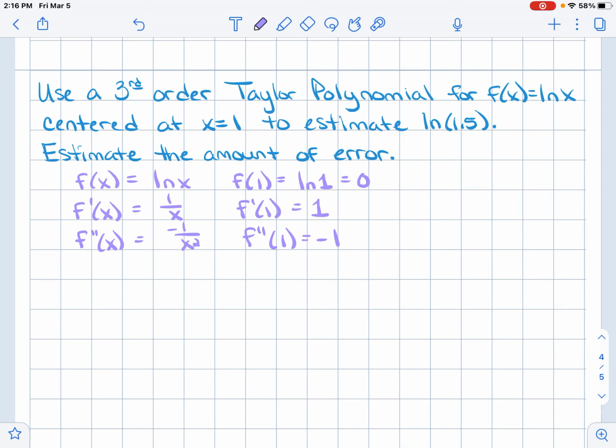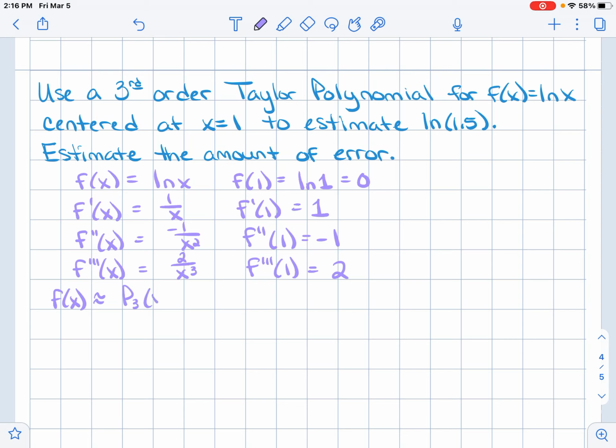Plugging 1 into that is negative 1. And we're looking for the third order, so the third derivative then is 2 over x cubed. And plugging 1 into that gives us 2. Okay, using that information, now I'm going to write the polynomial.